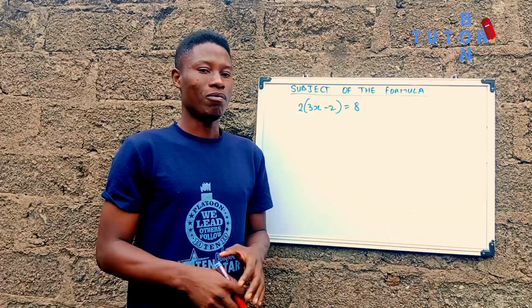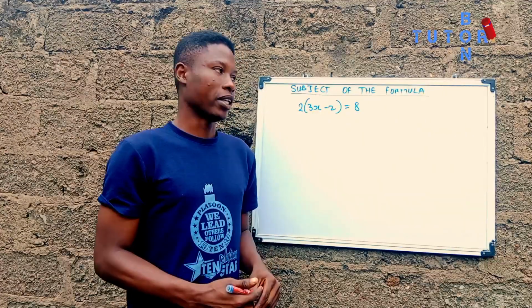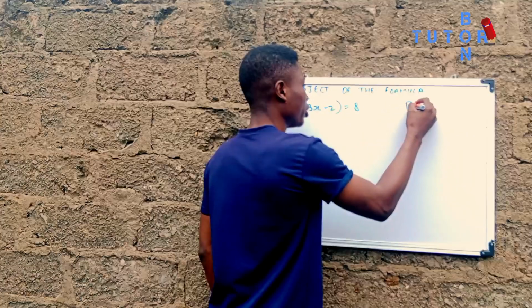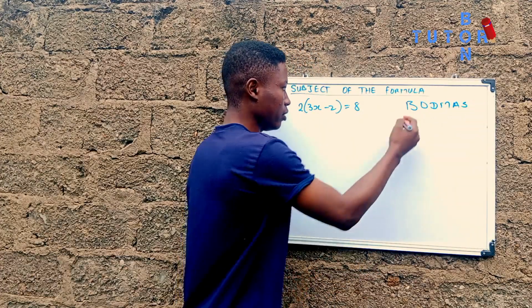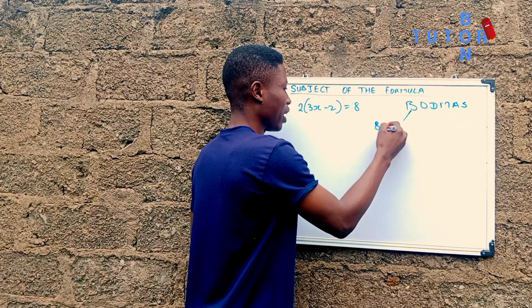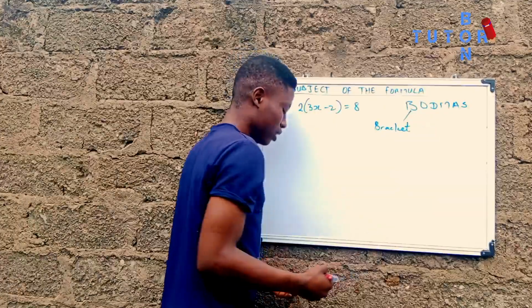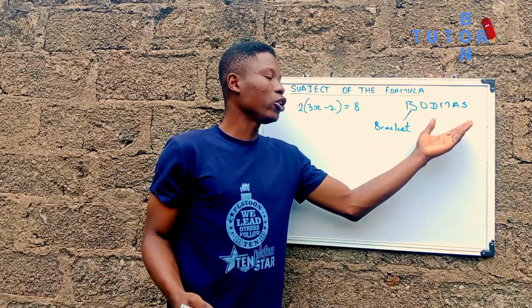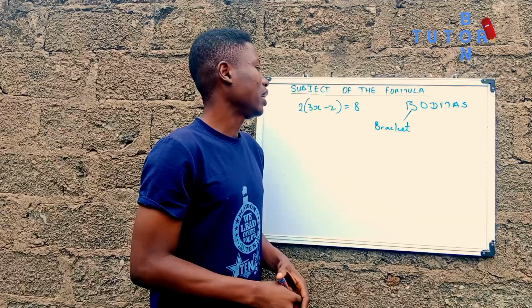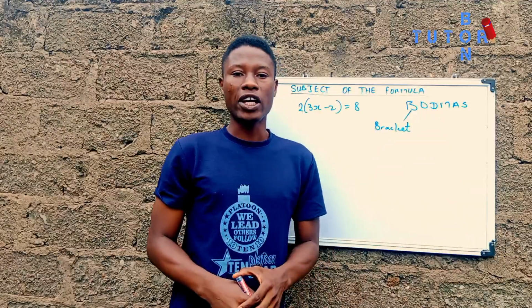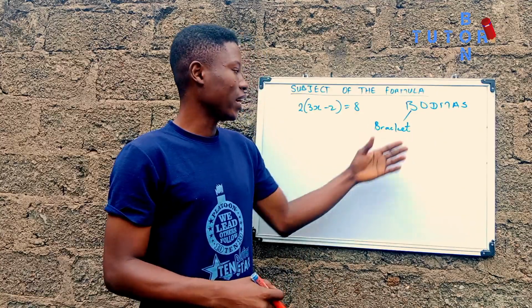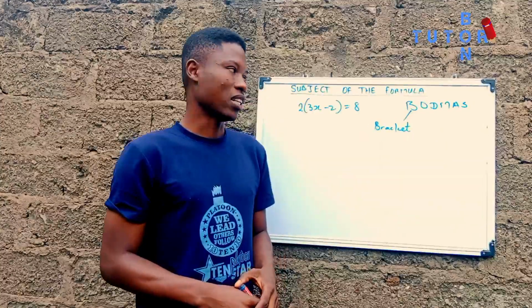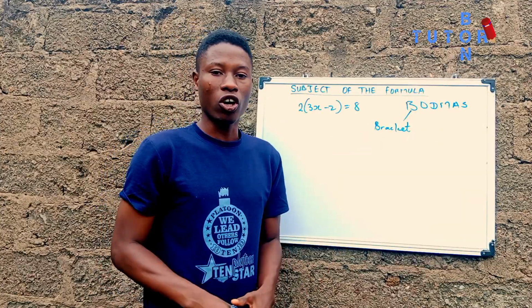In the rule of mathematics, there's what we call BODMAS. BODMAS says bracket first. This is the order of how you treat all mathematical operations. Bracket is an operation in mathematics, and this is how you treat them in order.